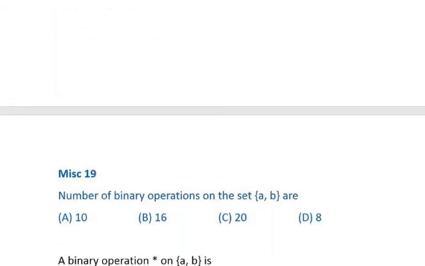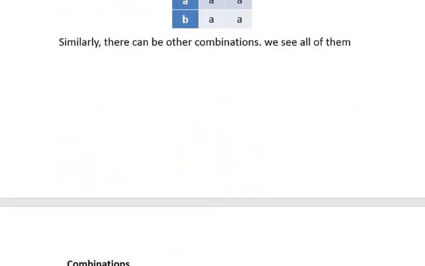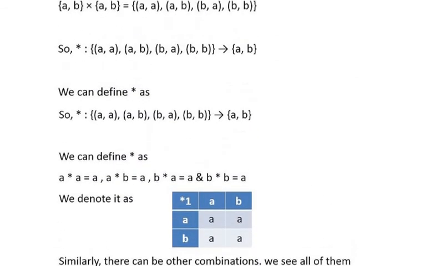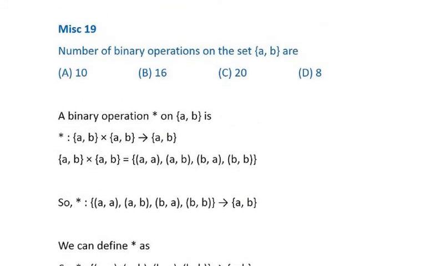I have skipped a few sums for you, so that will be your homework. But let us do this one, question number 19. Number of binary operations on the set {a, b}. Now we know star is an operation from {a, b} cross {a, b} to {a, b}. The Cartesian product {a, b} cross {a, b} will contain 4 elements, and here the codomain will contain only 2 elements.